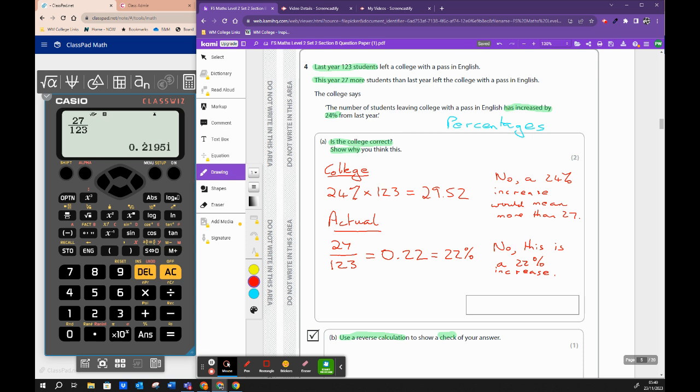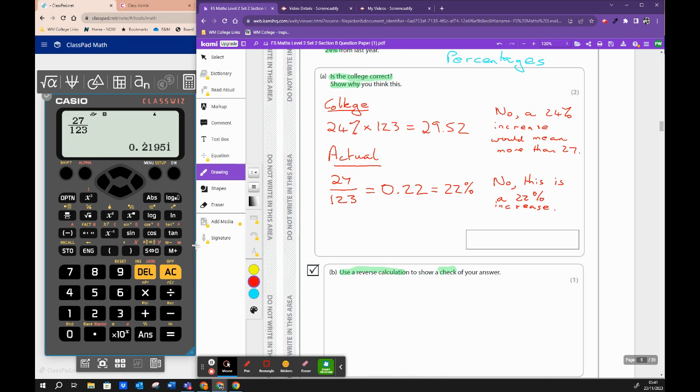Okay, so we've got two different ways of doing it. We either say, what does a 24% increase represent, and compare our answer with the 27, or we work out what the percentage is and compare it with what the college said. So two different ways of doing that problem. We've definitely been asked to do a reverse calculation. What I would do here, I'm just going to call them C and A for my two methods.